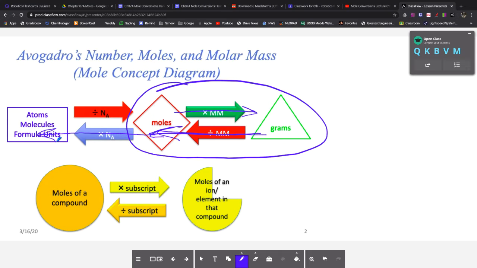Now, I added a little graphic. This is probably not going to show up in your PowerPoint, but I added this. If we were trying to go from moles of a compound to moles of an element that's in that compound, we multiply by the subscript. And if we have moles of the element and we're trying to go to moles of that compound, we divide by the subscript. Okay? And that also works if you're doing molecules and atoms instead of just moles.